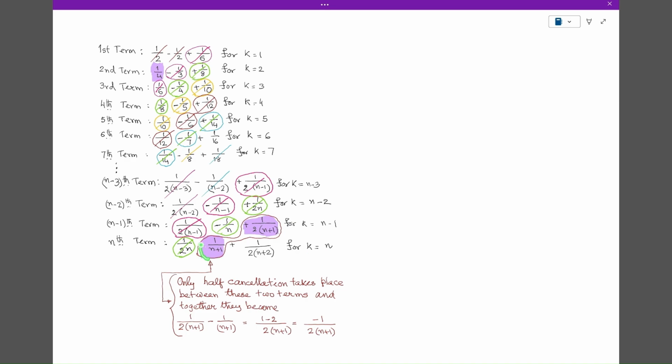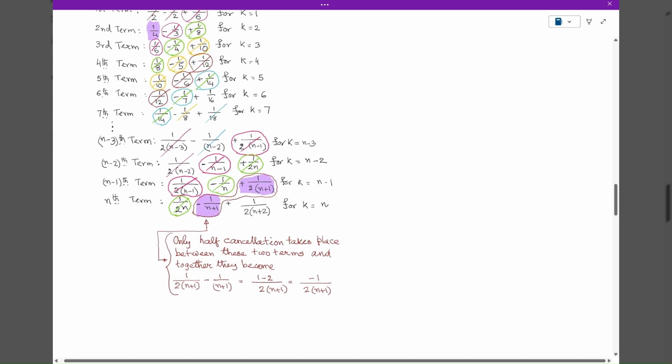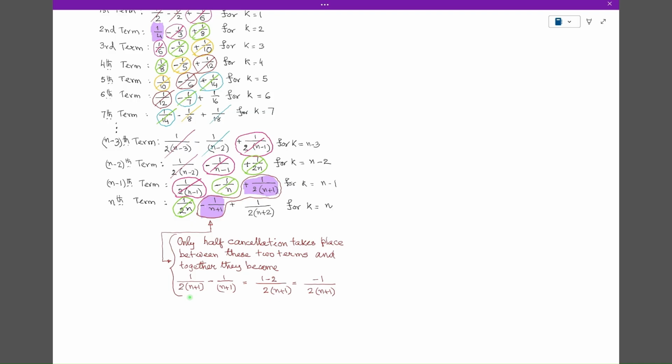And these two terms, which are highlighted, we notice that only half cancellation takes place between these two terms, and together they become 1 divided by 2 multiplied by n plus 1 minus 1 by n plus 1, which is equal to, 2 multiplied by n plus 1 will be the denominator. In the numerator, it will be 1 minus 2, which is equal to minus 1 by 2 multiplied by n plus 1.